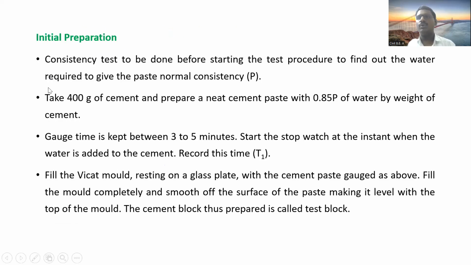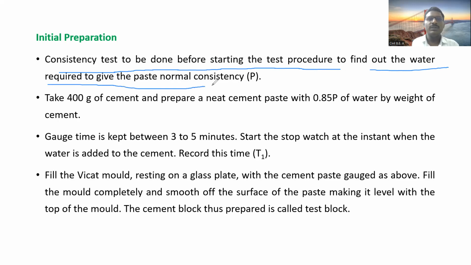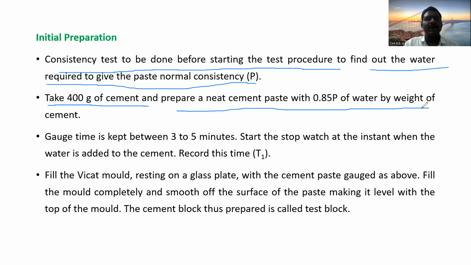For the initial preparation, we have to prepare the cement paste for the setting time test. The consistency test is done before starting this test, and the water required to give the paste normal consistency is the amount we have to add. So how can we prepare the sample? Take 400 grams of cement and prepare neat cement paste with 0.85 times the water for normal consistency by weight of the cement. So how much water do we have to add?